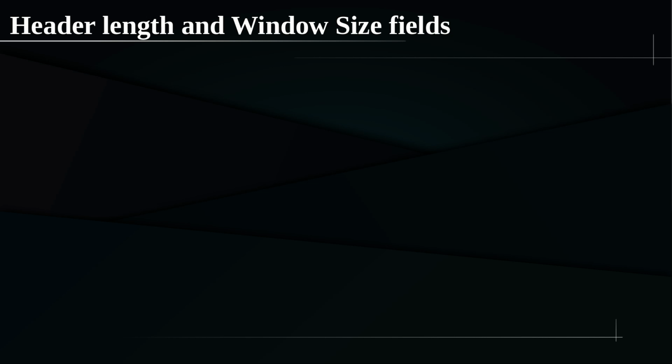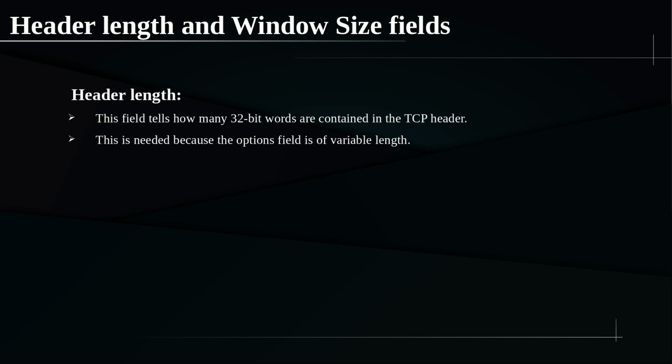Now the header length and the window size fields, something you already know. The header length field works the same way, the same procedure that we did in the IPv4 header. The actual header length is a 4-bit field, so you have to scale down: you group every 32-bit word, count how many such words there are, and accordingly mention it in the header length field. Or the actual header length divided by 4, if you are taking the unit to be bytes. This is needed because the option field is variable.